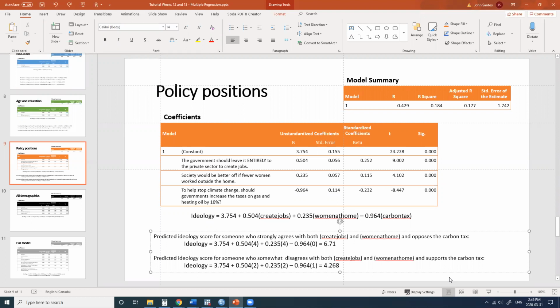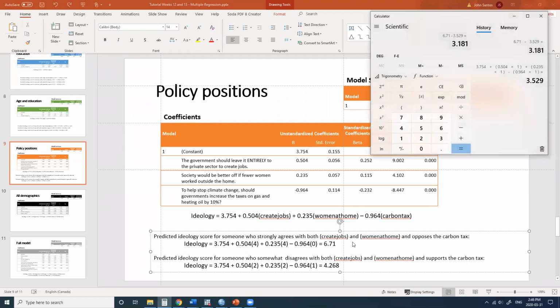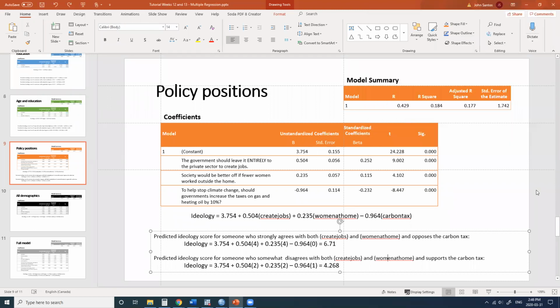And they support the carbon tax, and the predicted value is 4.268, which is somewhere between 6.71 and 3.181, right? Which makes sense, because that set of positions is in the middle of the two hypothetical most extreme positions that we could have here.